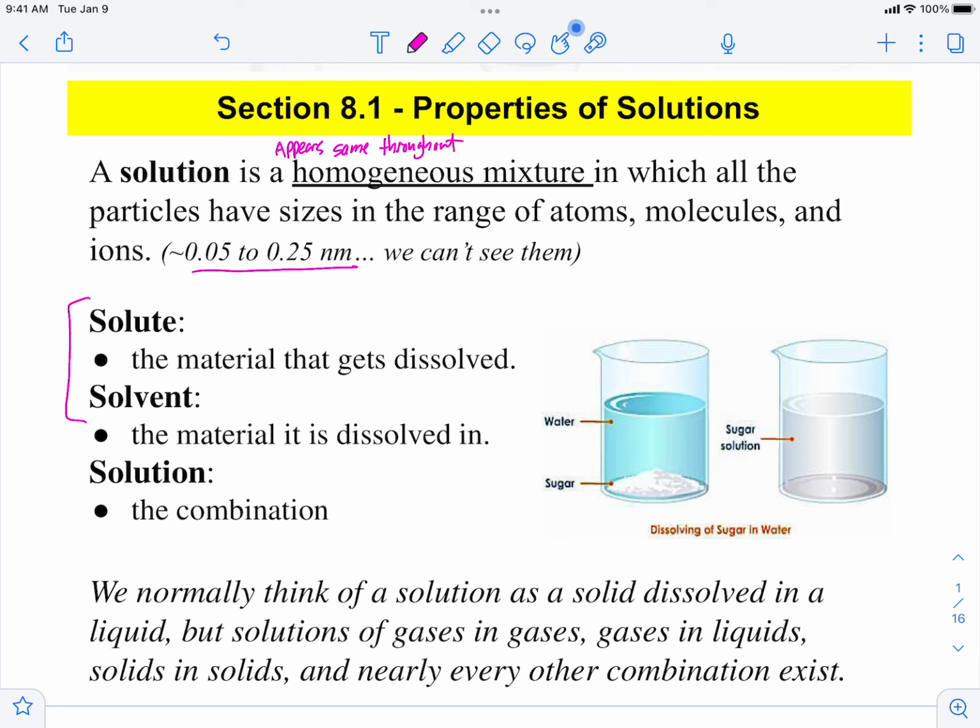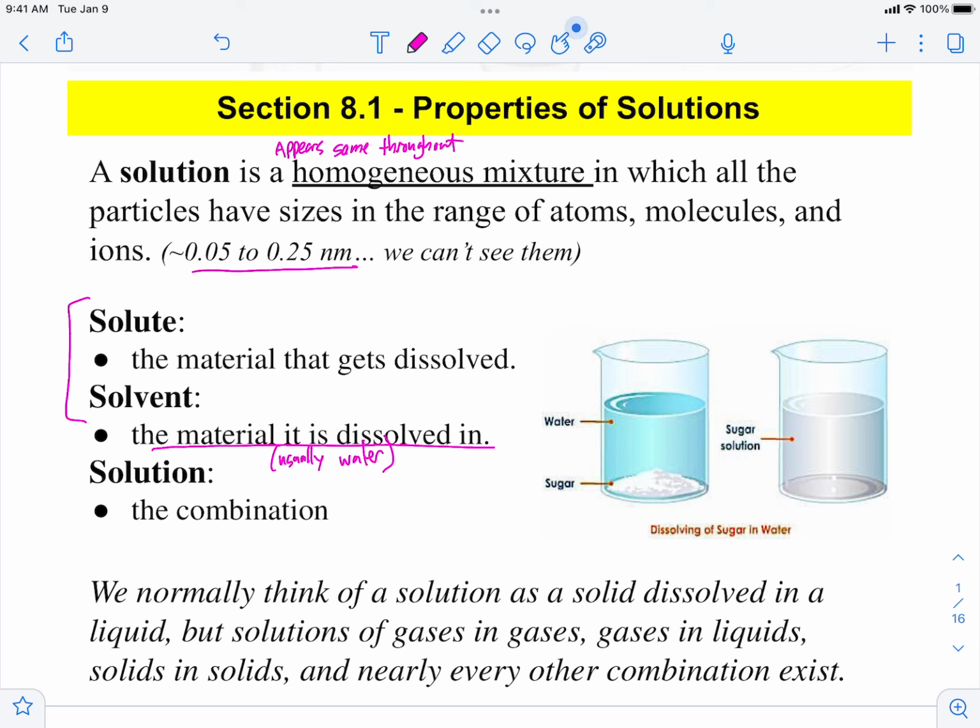All right, so a solution is made up of two parts: the solute and the solvent. Okay, so the solvent is the material that you're dissolving the solute in. So in the case of sugar and water, the solvent is what there's more of, and that's usually going to be water. Right, at least in our labs, 90% of the time the solvent is going to be water.